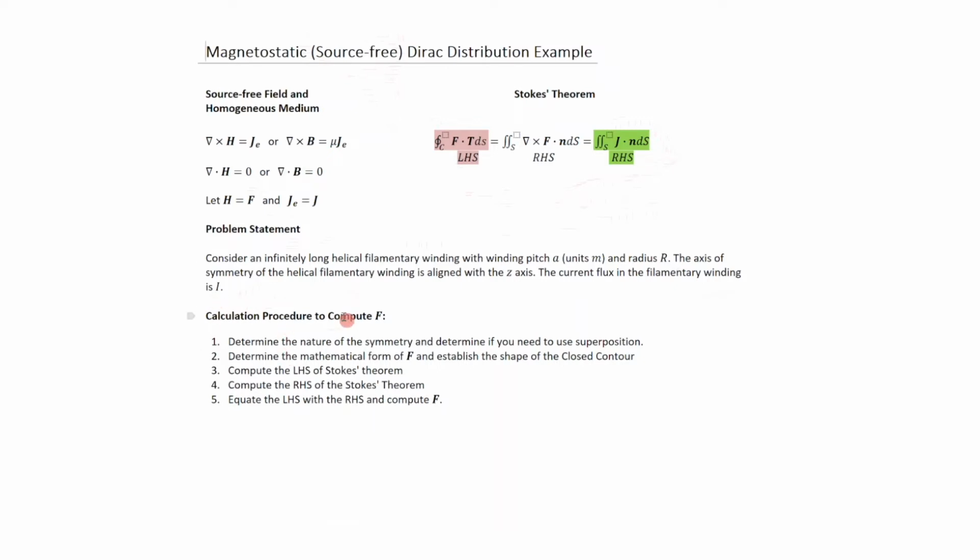And so the calculation procedure as before to compute F is as follows. First, determine the nature of the symmetry and determine if you need to use superposition. Secondly, determine the mathematical form of F and establish the shape of the closed contour. So we use symmetry to make our choice. Then compute the left-hand side of Stokes' theorem, followed by the right-hand side, and then equate the left-hand side and the right-hand side to compute the vector field F.